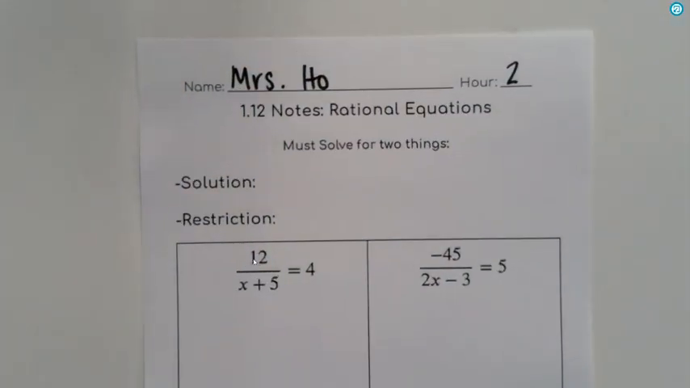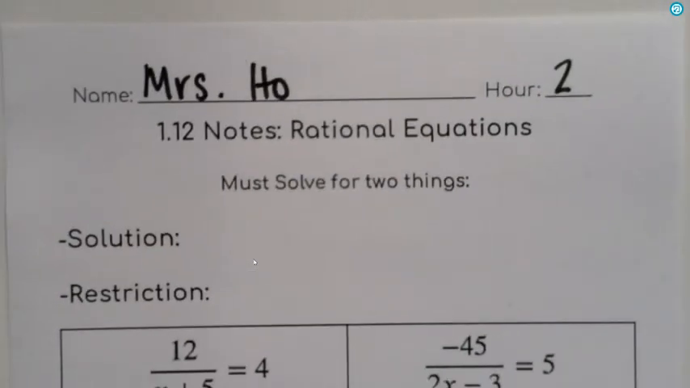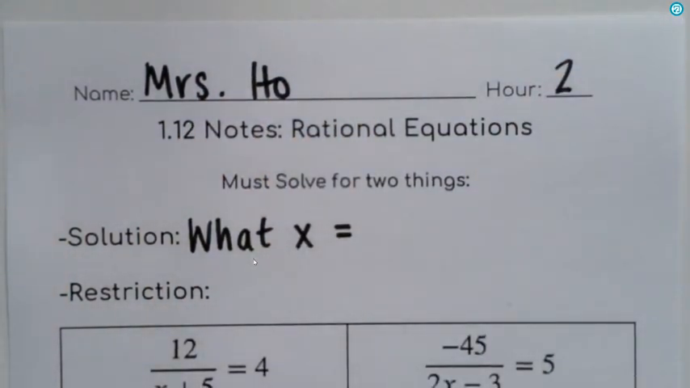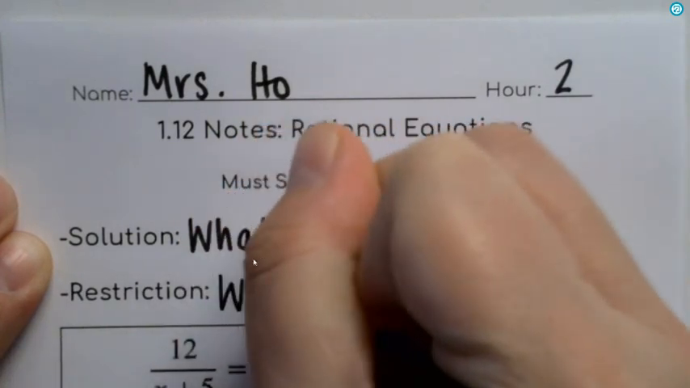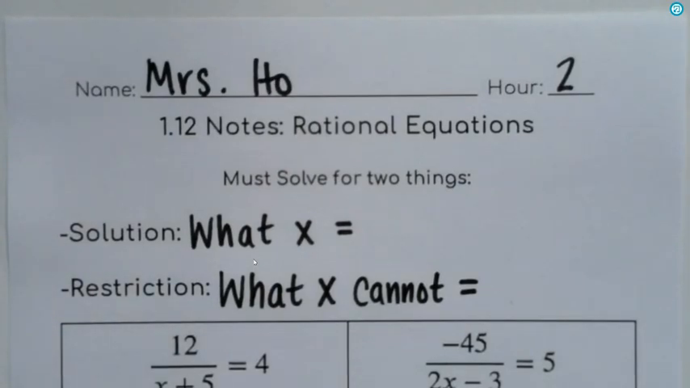Every single problem here, it's not going to have 2 solutions. It's going to have 1 solution, but we are also going to have a restriction. So our solution is going to be what x does equal. And then our restriction to our equation is what x cannot equal. It's not allowed to equal.